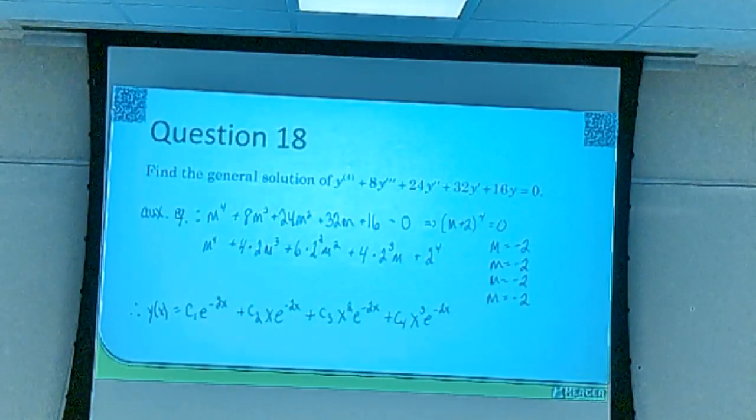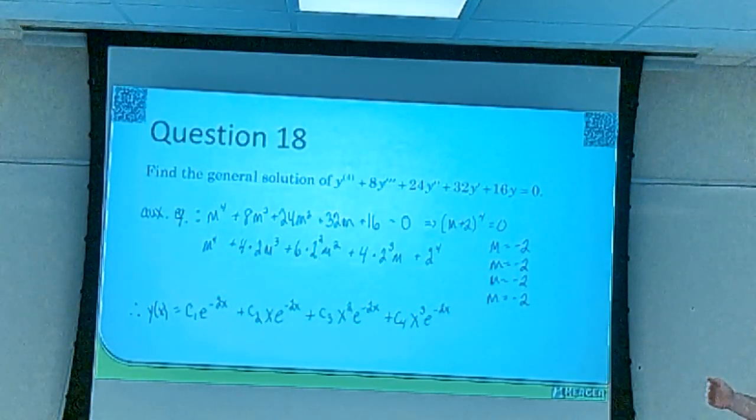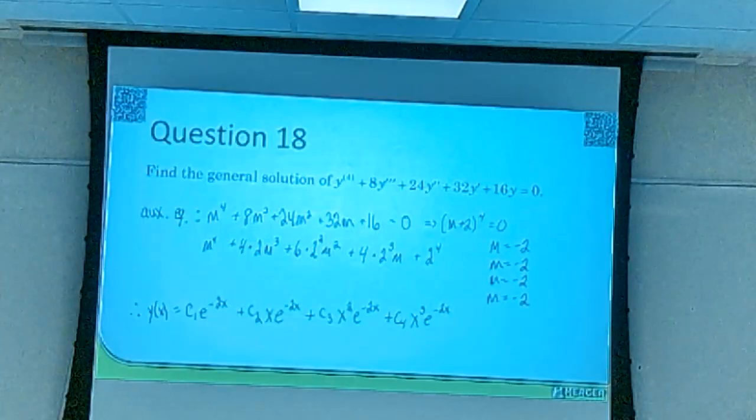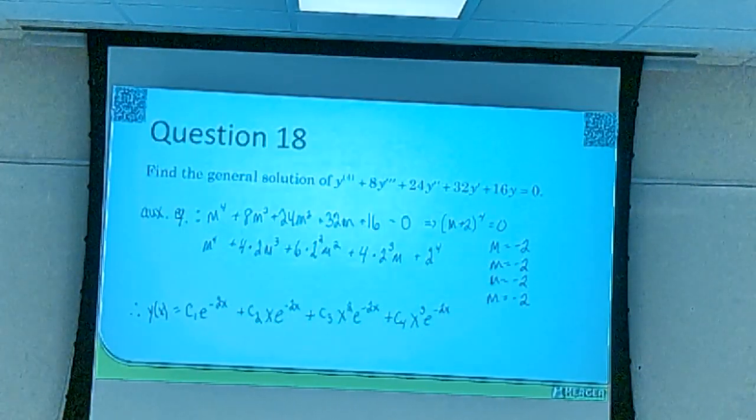So whenever a root repeats, you multiply that e to the power by x raised to the power of however many times it's already occurred. Your fundamental set is just e to the -2x, x e to the -2x, x squared e to the -2x, and x cubed e to the -2x. That's your fundamental set of solutions. Which means unlike in algebra where you didn't really care about multiplicity too much, here you do.